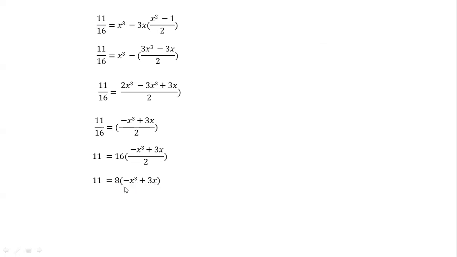Open the bracket. It will be 8 into 3x. So it will take minus 8x cubed plus 8 threes are 24x. Bring these two terms to this side and the equation will become 8x cubed minus 24x plus 11 is equal to 0. If you see this equation, this is a cubic equation. To solve this cubic equation, we need to find a factor. Now let us see how to do it.